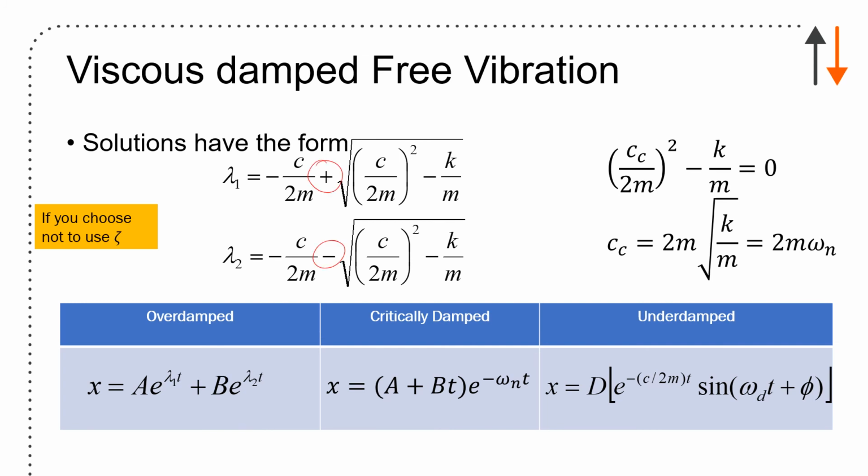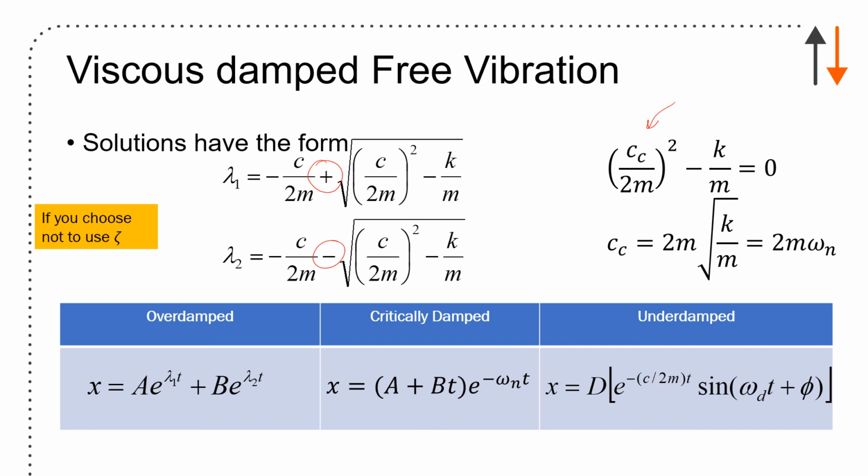There and there, that's the only difference. The term underneath the square root is really important. C critical over 2m squared minus km equals 0 is critical damping. And this is this case down here, and it will be a plus bt e to the minus omega nt. Over here, if you don't have critical damping, you can calculate critical damping as 2m times the natural frequency. If you have overdamped, you have a e^(lambda 1 t) plus b e^(lambda 2 t).